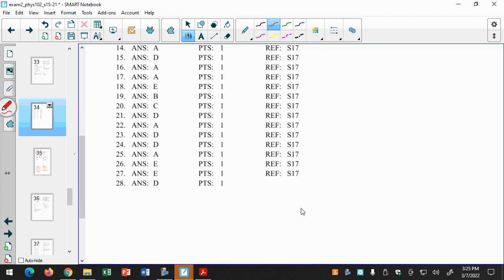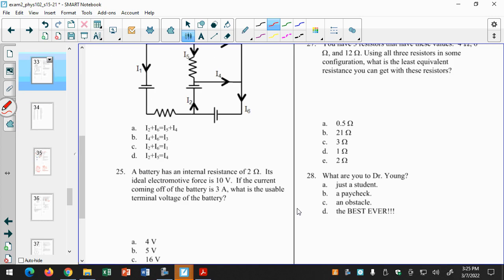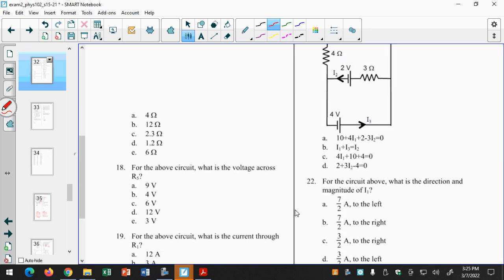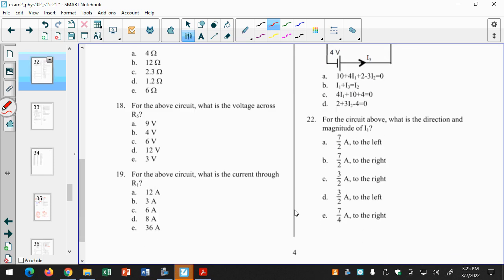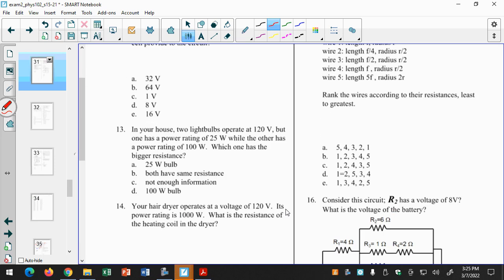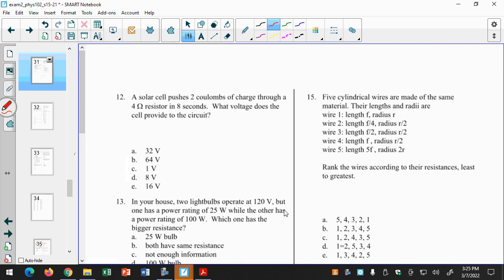Or rank these. I like ranking problems, don't you? No, they have a ranking one about wires somewhere. Yeah, we do. There's one right here. Let me do this ranking one right quick. What do you mean no? Who said no?